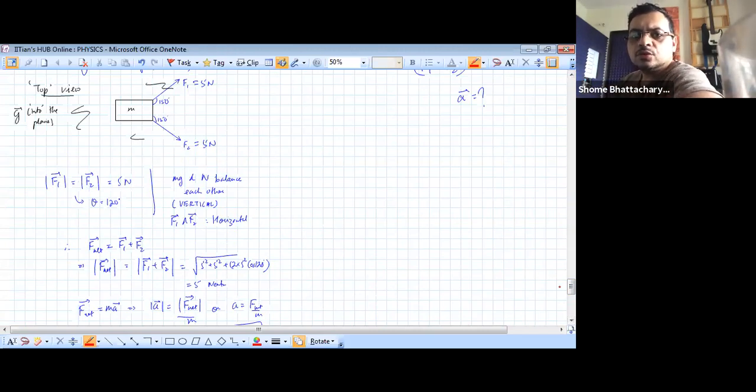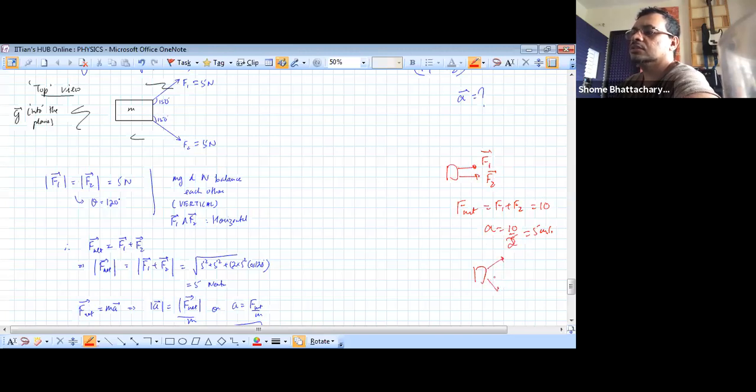If the forces acted parallelly, then the acceleration would have become 10 divided by 2, that is 5 meters per second square. If both forces act like this, then the net force would have a magnitude of F1 plus F2 because the angle between them is 0. So that would have become 10 newtons, and the acceleration would have become 10 by 2, 5 meters per second square. But here it's not like this. Because they are acting like this, it's this case. Right, Ayush, hope this is clear.